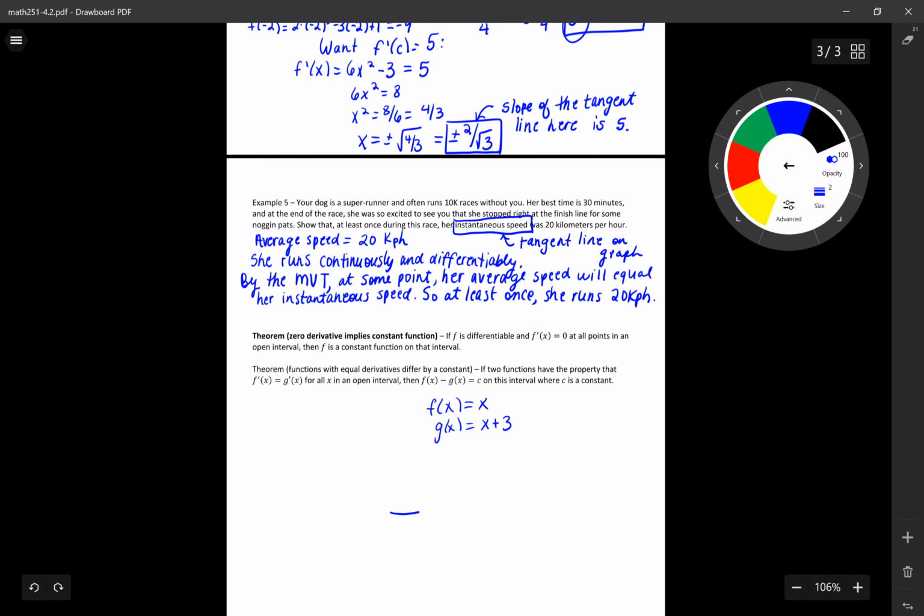So if I were to draw these on a graph, I would have f of x like this. I would have g of x like this. They are parallel, so they have the same derivative, but the only thing that's different about them is they differ by a constant, in this case 3. Kind of random, but yeah, the bulk of this section is about the mean value theorem and a little bit about Rolle's theorem. Hopefully this makes sense to you.